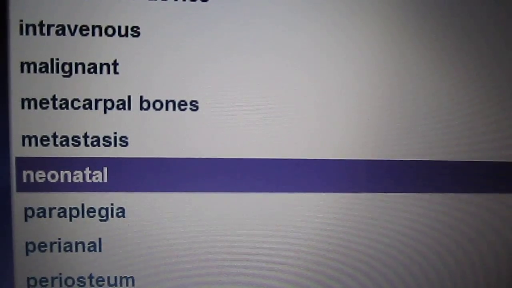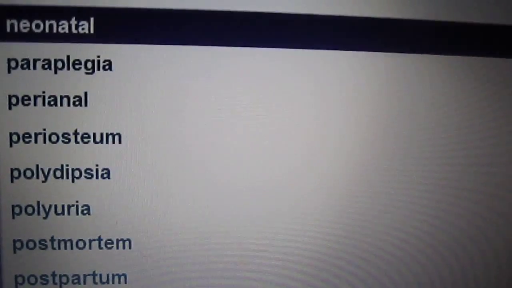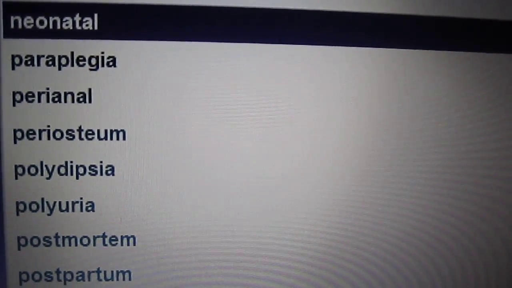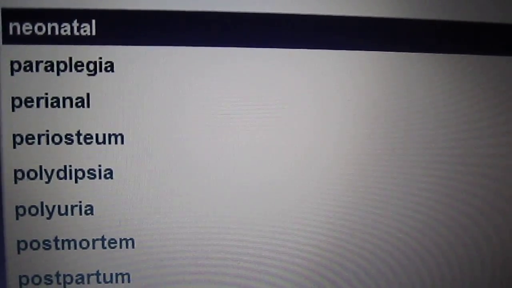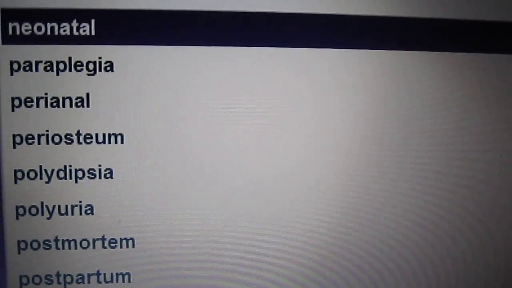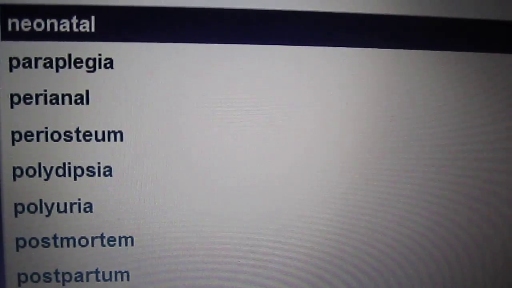Neonatal. The prefix neo means new. Natal is pertaining to birth. The Neonatal Intensive Care Unit, NICU, treats newborn infants.